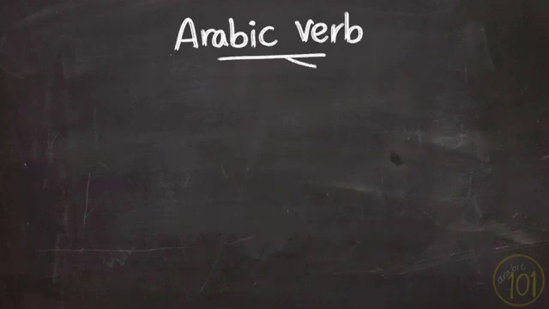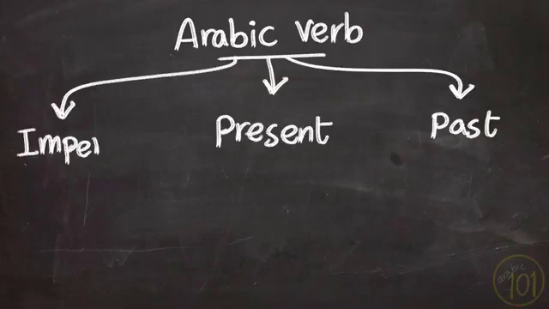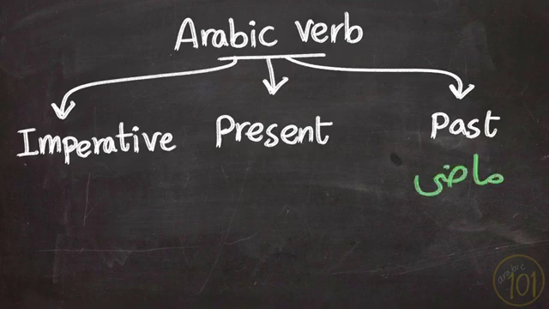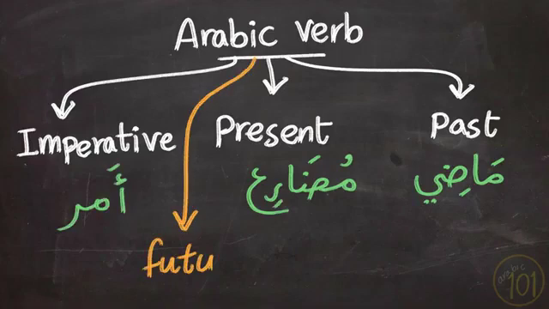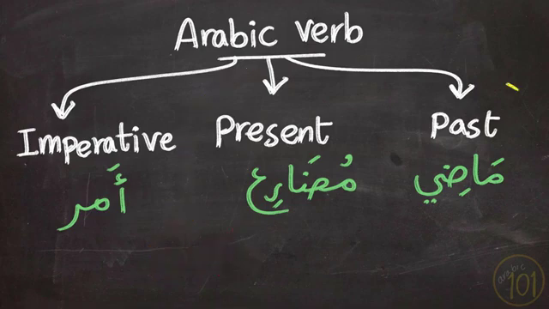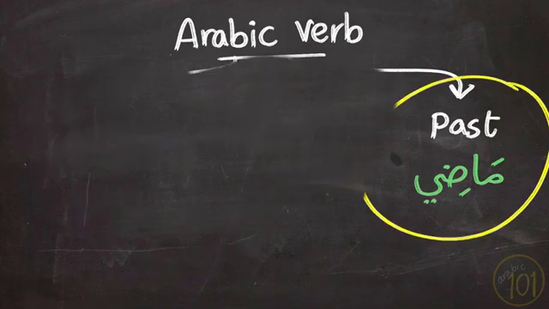Arabic verbs are conjugated into past, present, and imperative. And in Arabic, past means ماضي, and present means مضارع, and imperative means أمر. So as you can see, there is no conjugation that is dedicated only for the future tense, like we've seen with English. And in this lesson, we're going to learn how to conjugate verbs in the past form.